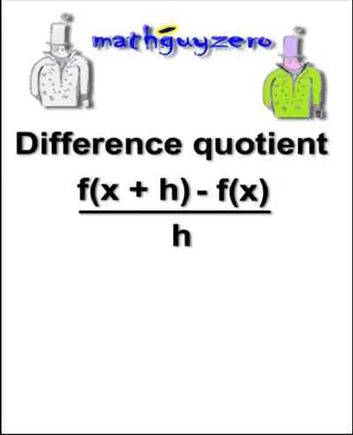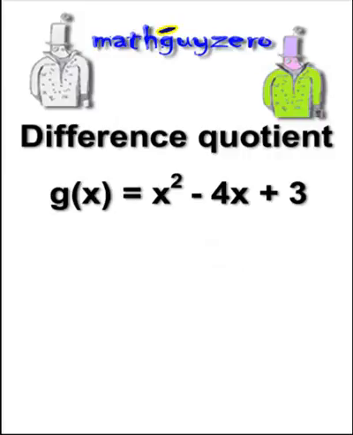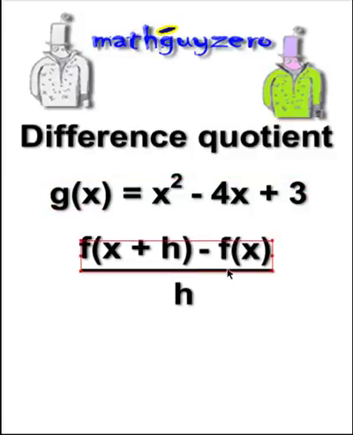This is the very basis of calculus. So it's the function of x plus h minus the function of x, divided by h. That's just the name of it, the difference quotient. We're going to go ahead and do one or two. So here is a function. We're calling it g of x, but we do that to it. So we're going to find the difference quotient of that using this formula.